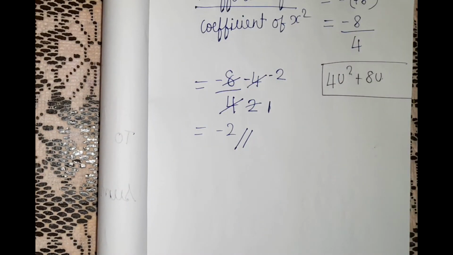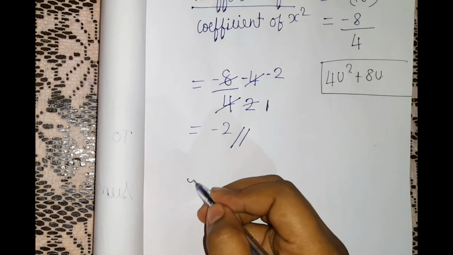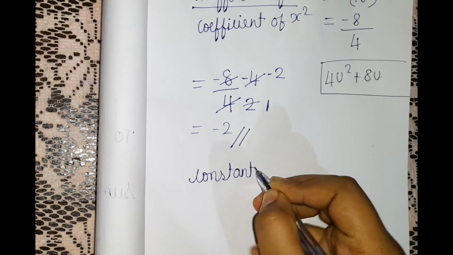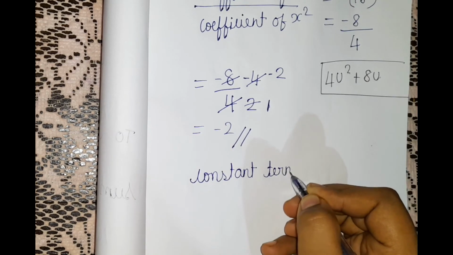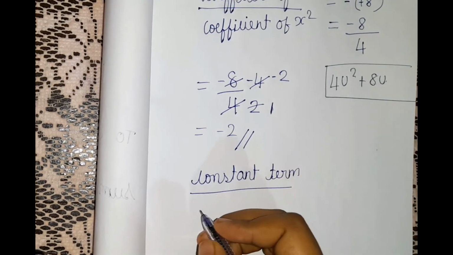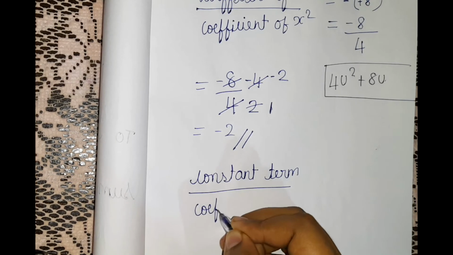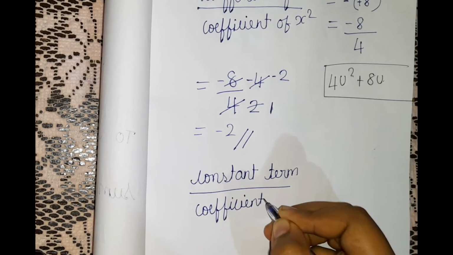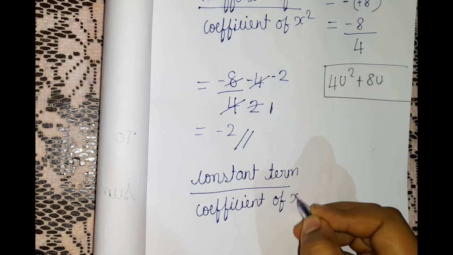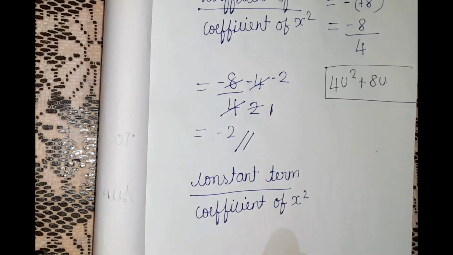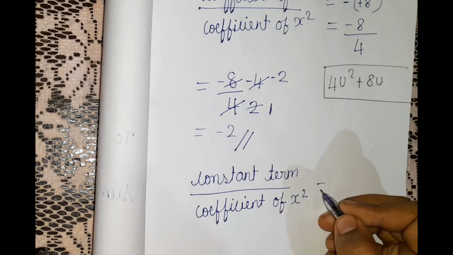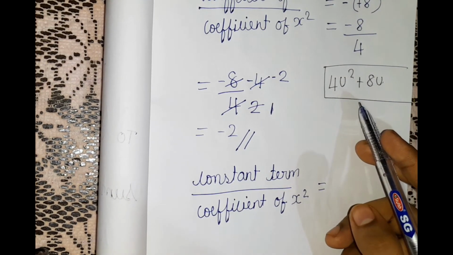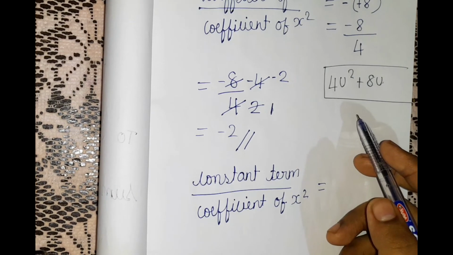Now what we are going to do is write the next formula, that is constant term by coefficient of x square. Okay. So do you guys remember the question? That is 4u square plus 8u. We are going to be finding the constant term and the coefficient of x square.